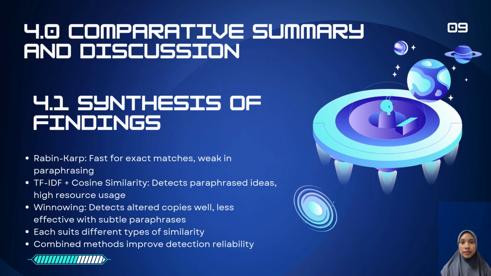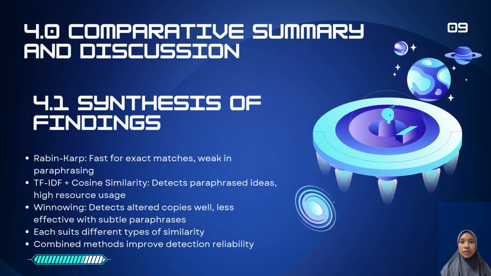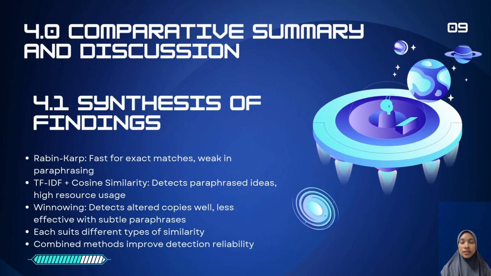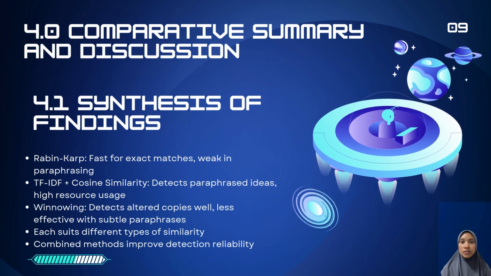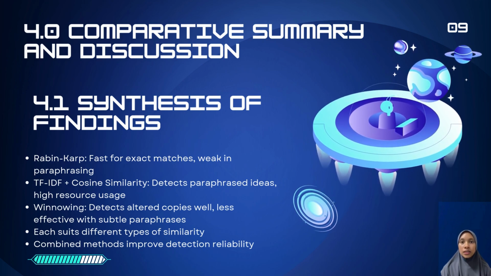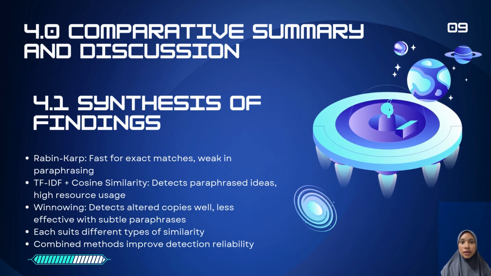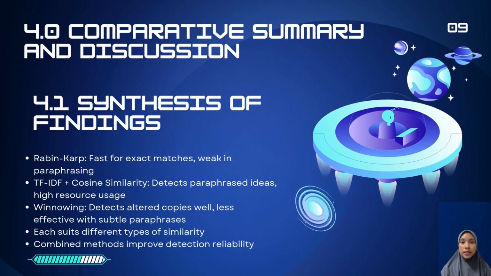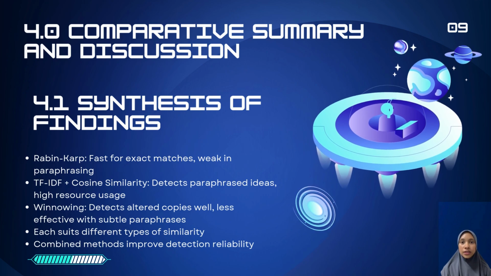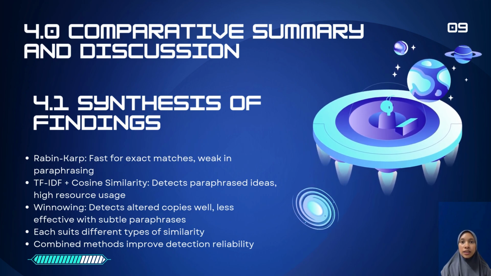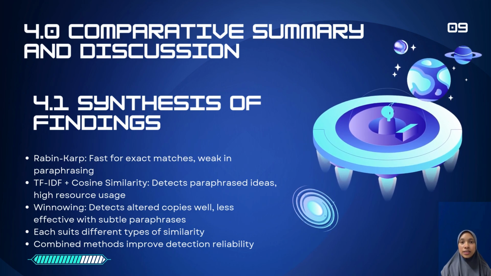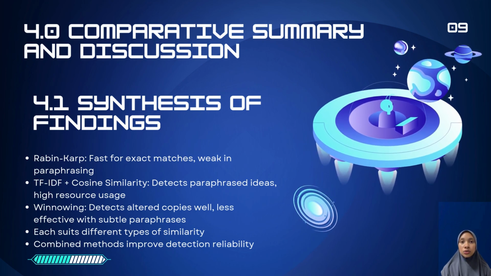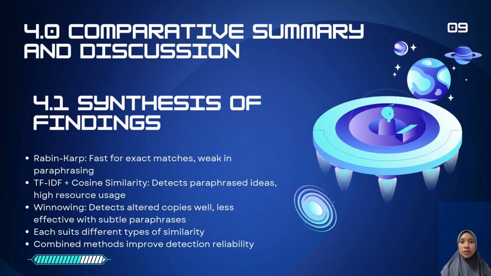On the other hand, TF-IDF with cosine similarity excels at identifying content that shares the same ideas but is expressed using different words or sentence structures. It evaluates the semantic similarity between two texts, making it ideal for detecting rephrased or conceptually similar academic content. However, its computational cost is significantly higher due to the need to compare all word vectors.